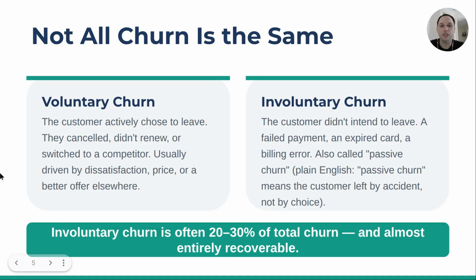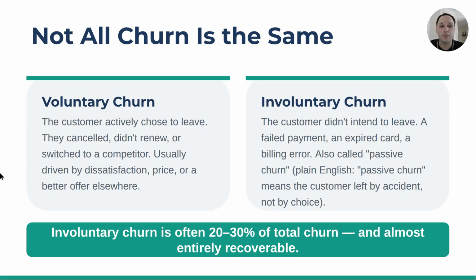Not all churn is the same, and treating it as one thing is a common mistake. Voluntary churn is when a customer actively chooses to leave. They cancel, don't renew, or switch to a competitor. This is the most discussed type, and it's usually driven by dissatisfaction, price sensitivity, or a better offer from someone else.